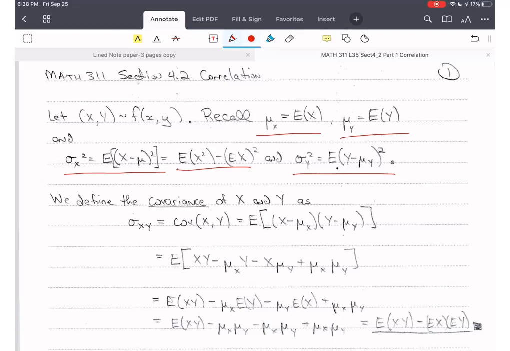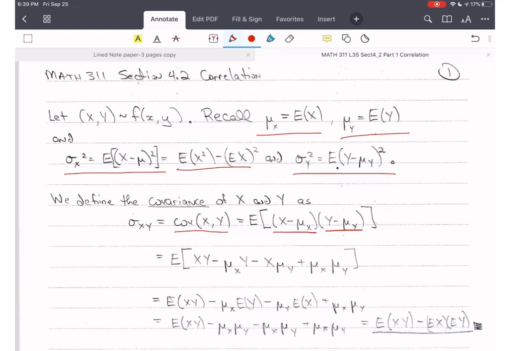Okay? We define the covariance of X and Y as sigma XY, not squared, or Cov(X,Y), and it is the expected value of X minus its mean times Y minus its mean. So this is the product of the distances of the point from the mean of X and the mean of Y. You can think about what that means geometrically if you want. So it's this codependent variation of X from its mean and Y from its mean.